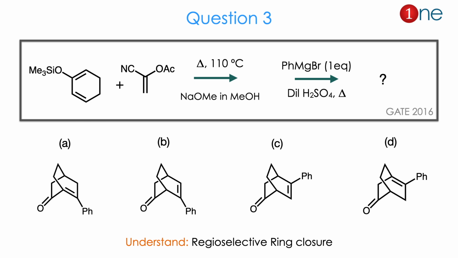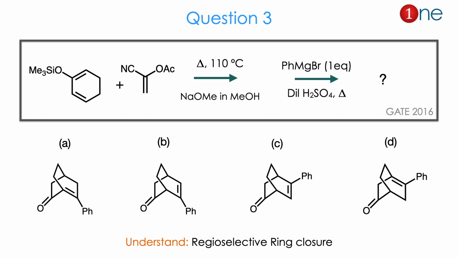Then question number 3. The starting material is a 6-membered cyclic diene, and you have OSiMe3, which is the allylic OH protected by trimethylsilyl. Then you have an alkene attached with 2 electron withdrawing groups. You are heating it up and you are using sodium methoxide and methanol. Then you are using phenyl magnesium bromide and dilute sulfuric acid. You are heating it up. They ask you to find the product.